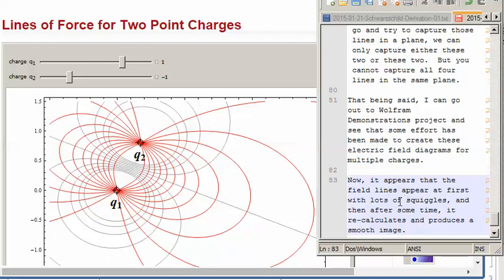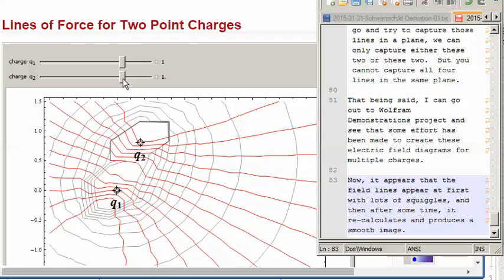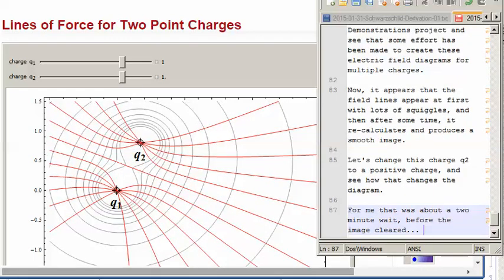Now it appears here that the field lines appear at first with lots of squiggles, and then it recalculates to produce a smooth image. Right now we have charge Q1 at +1, charge Q2 at -1. Let's go ahead and move that to make that +1 as well, and see how that changes the diagram. For me, that was about a 2-minute wait before the image cleared.